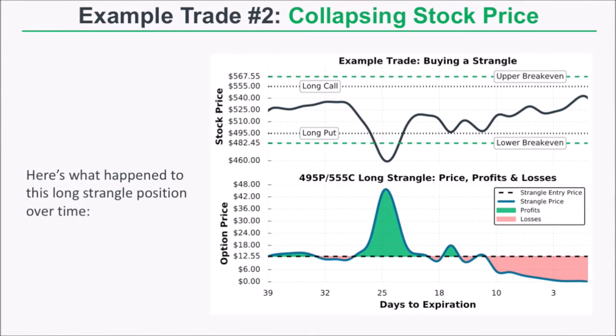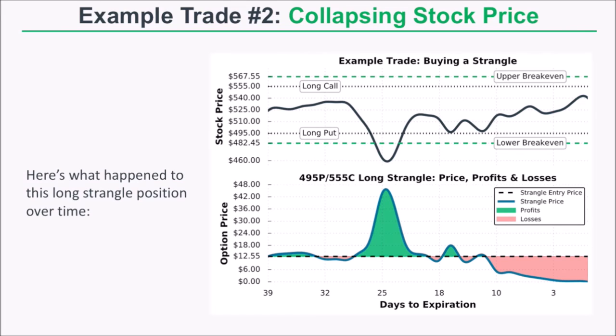Alright, so in the top part of the graph, we're looking at the changes in the stock price relative to our strangle strike prices and break-even prices. And in the bottom part of the graph, we're looking at the changes in the price of the strangle as the stock price is changing. So clearly in the beginning, we bought the strangle for $12.55, and we can see that initially the stock price just remained between our long strikes and lost a little bit of value.